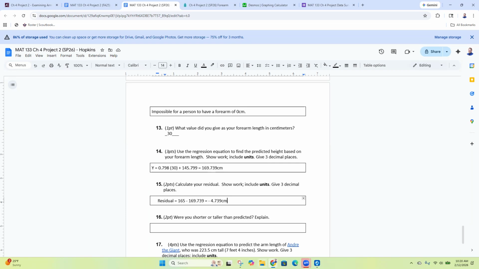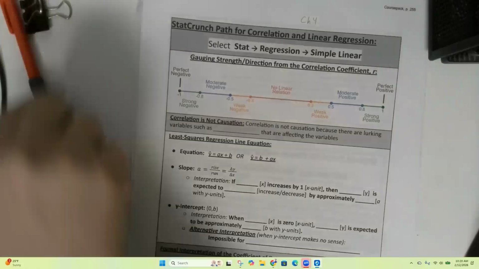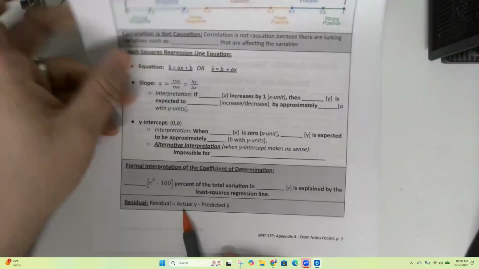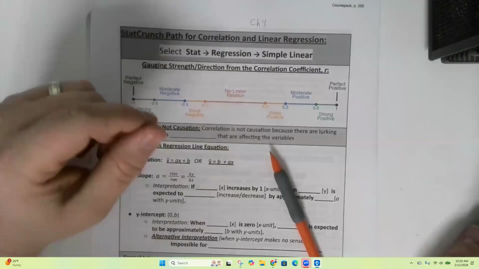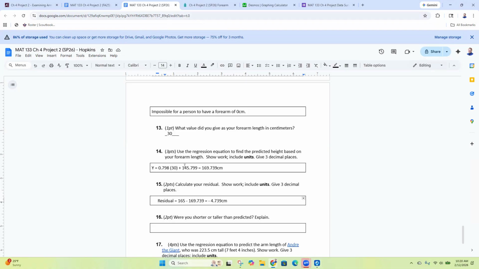So residual is at the bottom of page 255, right? It's your actual height, so you'll find that in StatCrunch, minus your predicted height. And the prediction is the number you got in the previous question, question number 14. That's your predicted height based on what the line says.